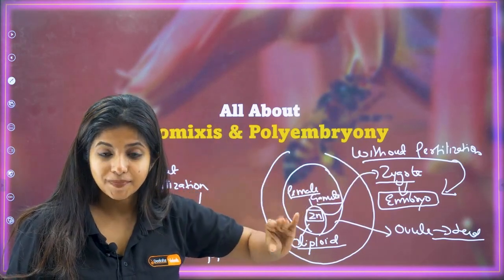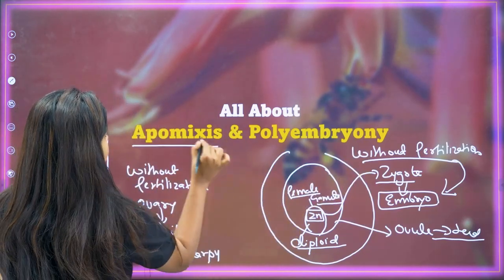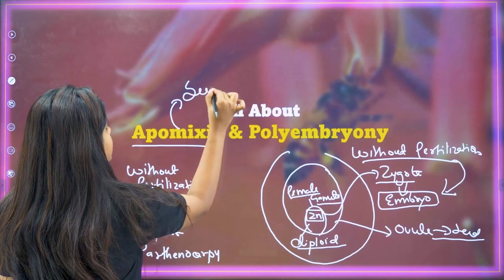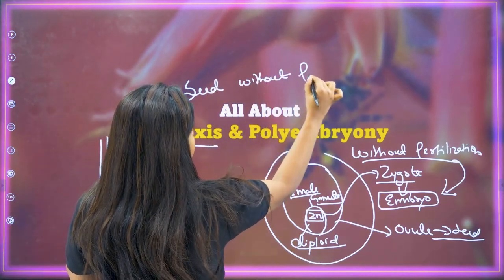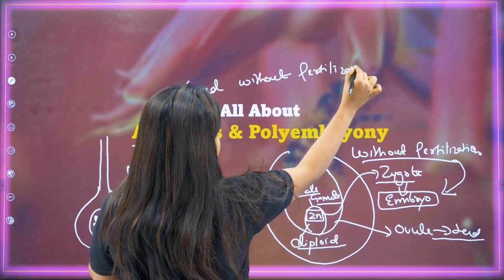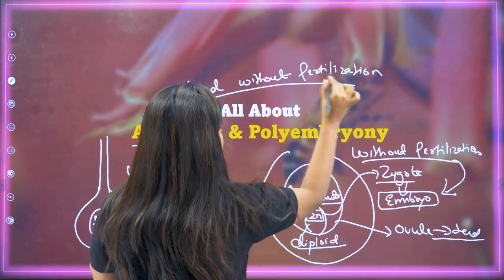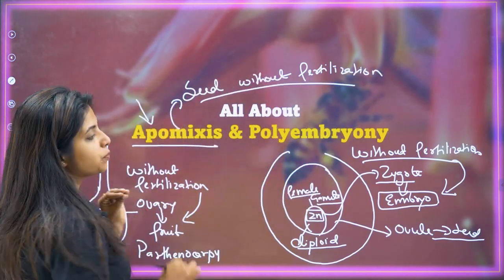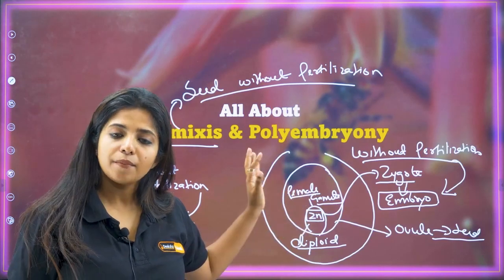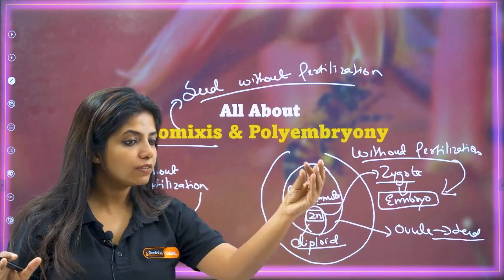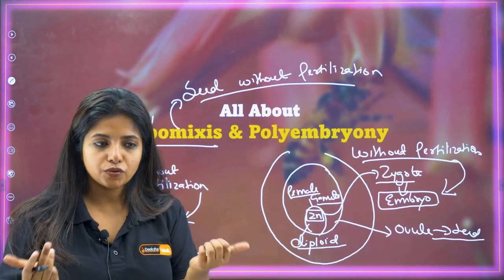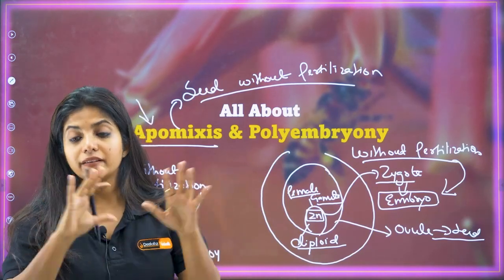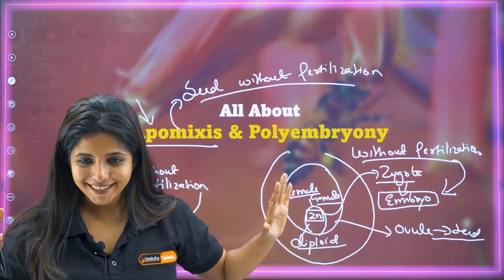This process of formation of seed without fertilization is known as apomixis. Why does this happen, ma'am? Because of some reasons. There might be some chemical coordination in the particular ovule. That is why it happens. Okay, unbalanced division out there. That is why it happens, but it happens.